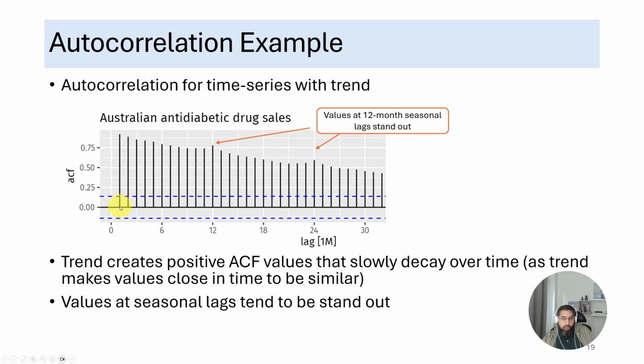When you look at here where the lag is 1, this is your R1. This has a value of about 0.8 something. So that's a pretty strong correlation. That means that if anti-diabetic drug sales are high for a particular month, they are likely to be high in the next month as well, right? So there's a relationship over time between Y values.